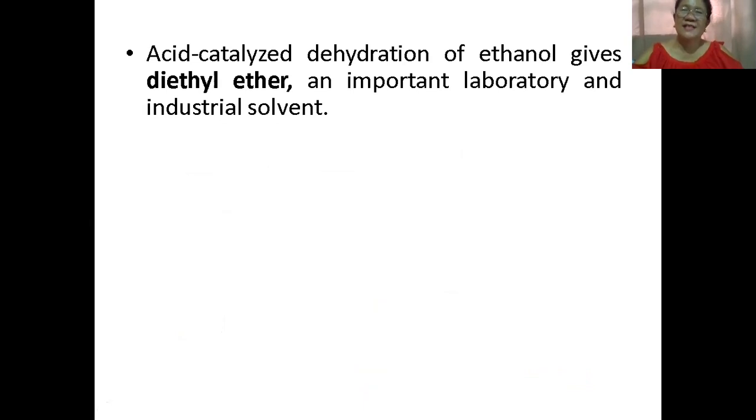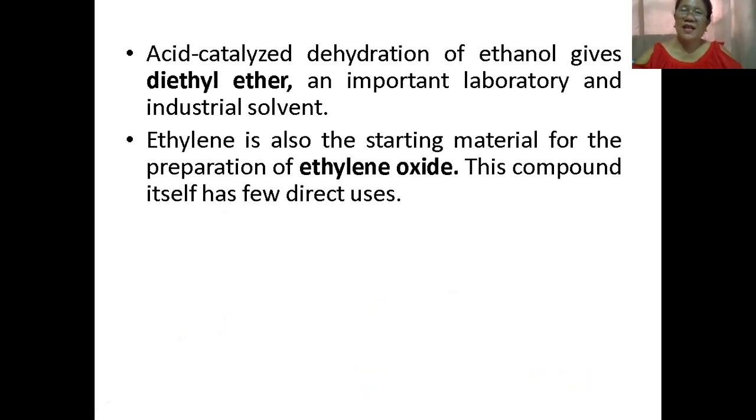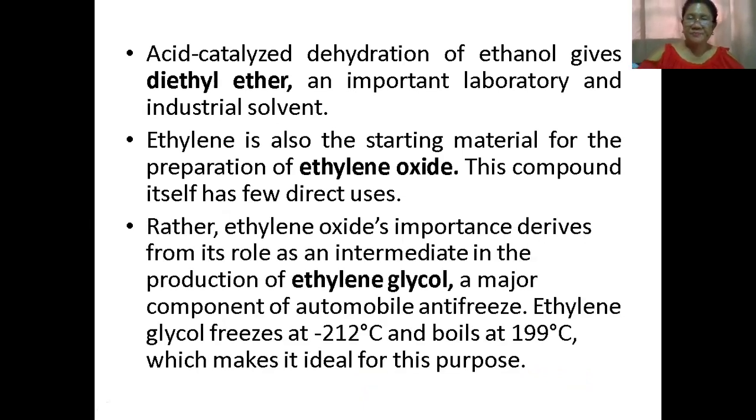Okay, so that's acid-catalyzed dehydration of ethanol. This will give diethyl ether, which is an important solvent in industry. Then ethylene is also a starting material for the preparation of ethylene oxide. So what is ethylene glycol? Ethylene glycol is the major component of automobile antifreeze. Antifreeze. Ethylene glycol freezes at negative 212.